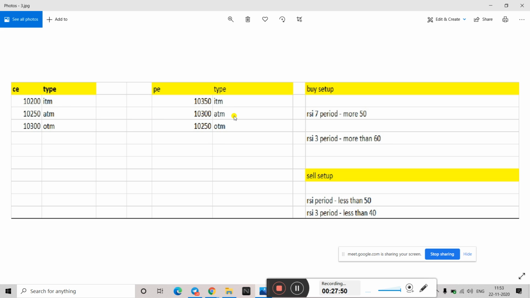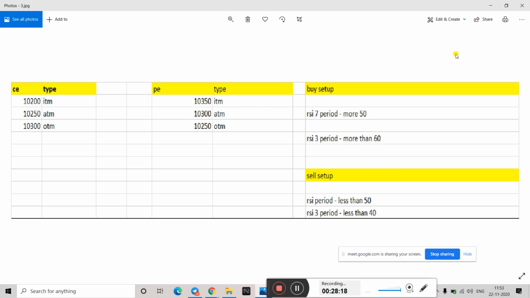Even the scenarios are different. If the price is trading around 10,300, that is your ATM, and whichever strike price is above that is your ITM, in the money option, and whichever strike price is below that is your OTM, out of the money option. And we are using two RSIs. The sell side may use the same RSIs, and you can apply that.